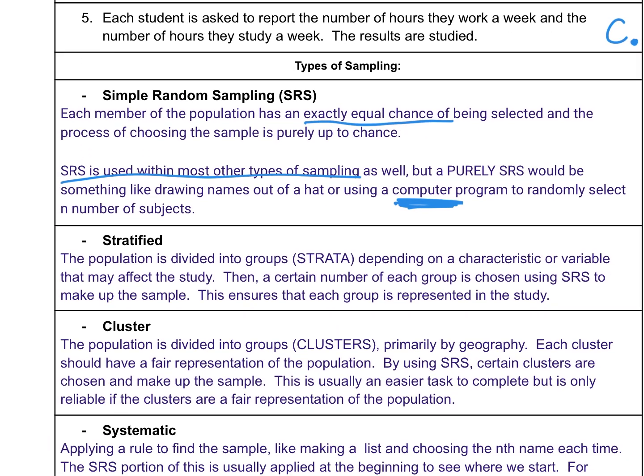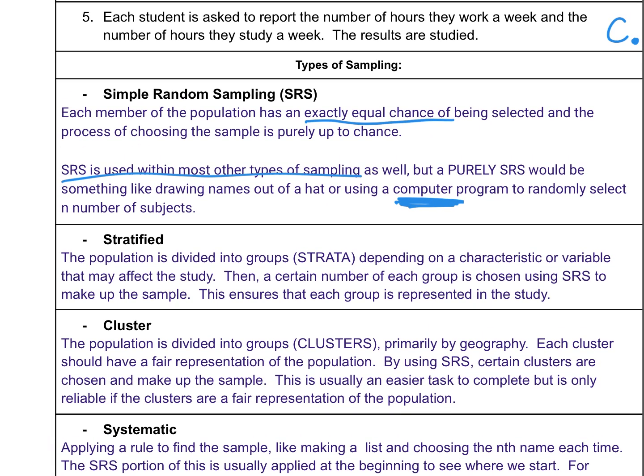Next up, we have stratified. So this is when the population is divided into groups. We call them strata. That's another word for groups. Depending on a characteristic or variable that may affect the study. Then a certain number of each group is chosen using SRS. So once again, SRS is used in other types of sampling. And this ensures that each group is represented in the study.